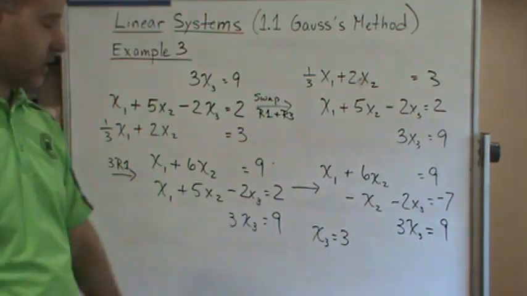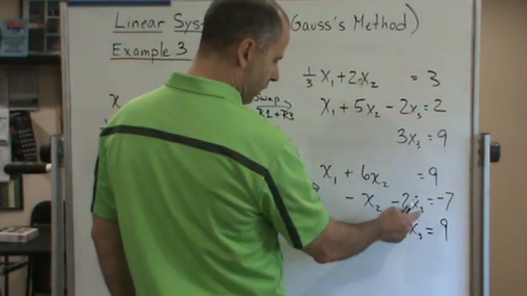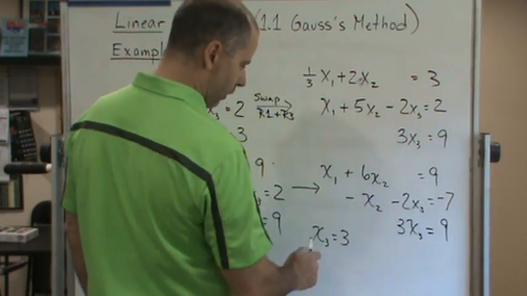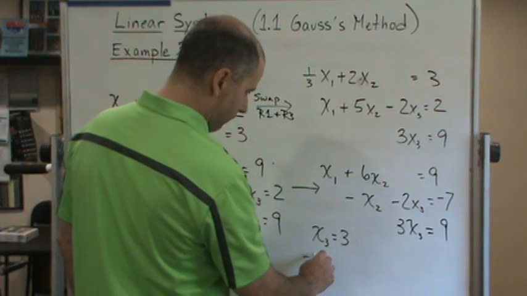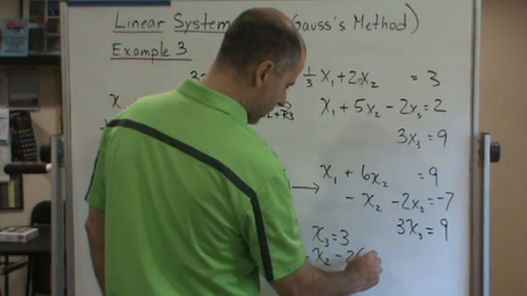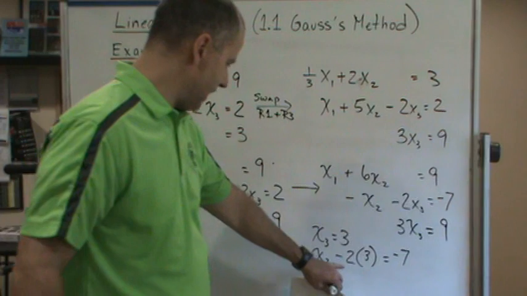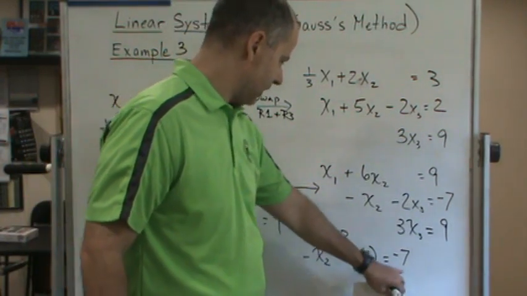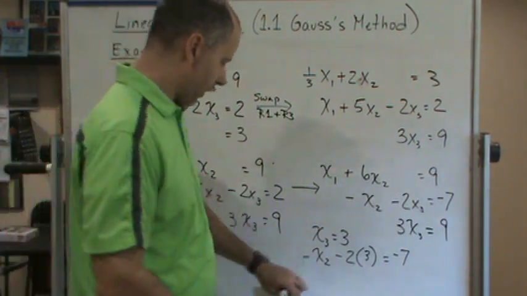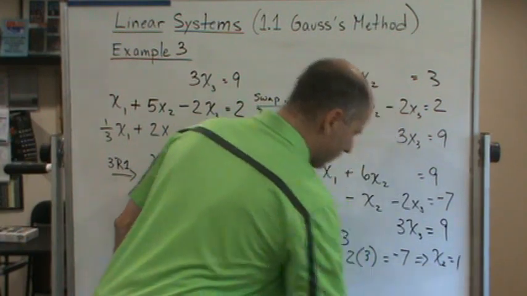Once we know what x3 is, we can back substitute into the next one. Now that we know what x3 is, we can substitute here, and we'll only have one variable to solve. So we could say negative x2 minus 2 times 3 is equal to negative 7. That's going to give us negative 6. If we add 6 to both sides, we're going to get negative 1. So we end up with x2 equal to 1.